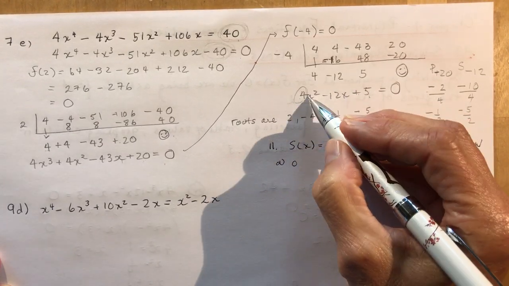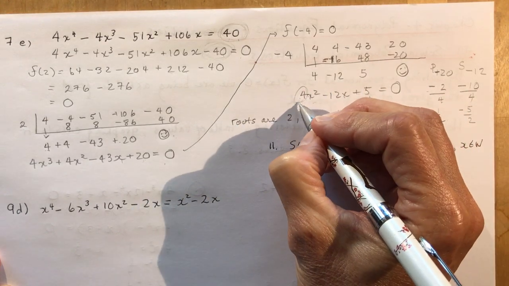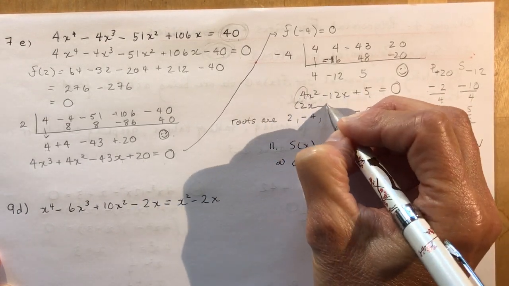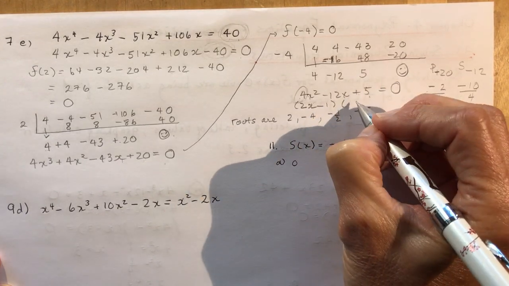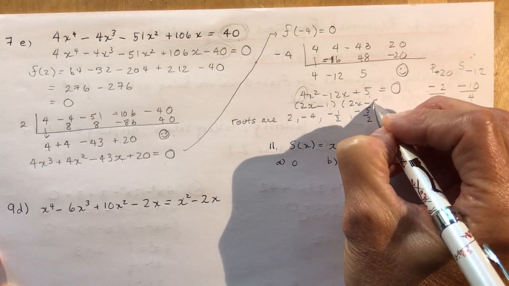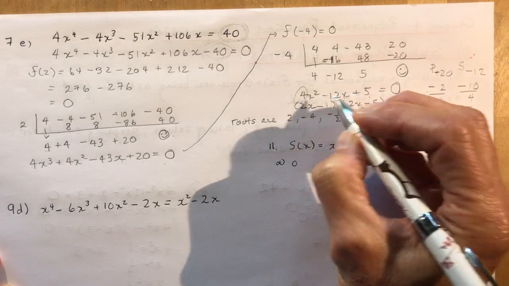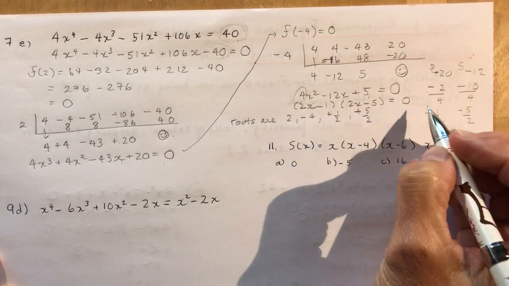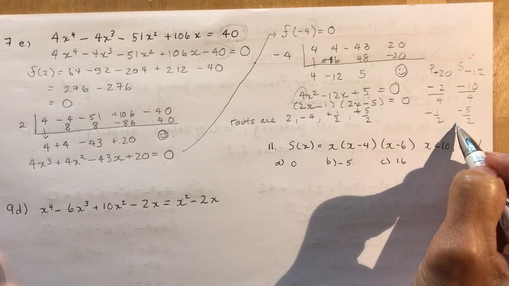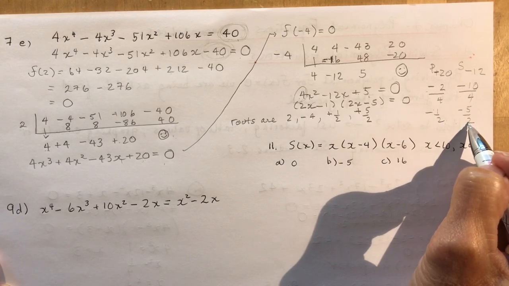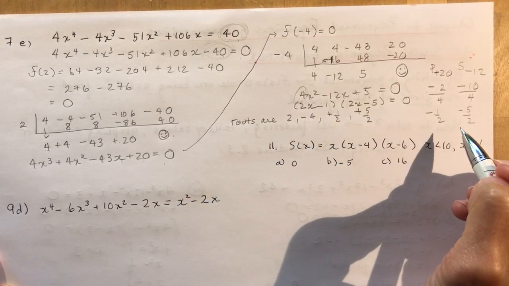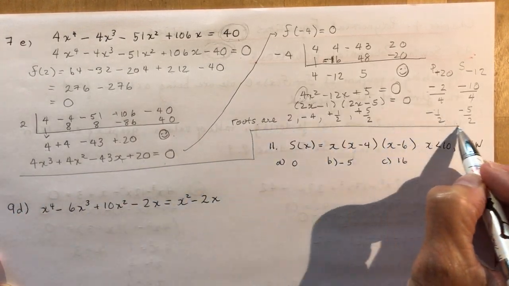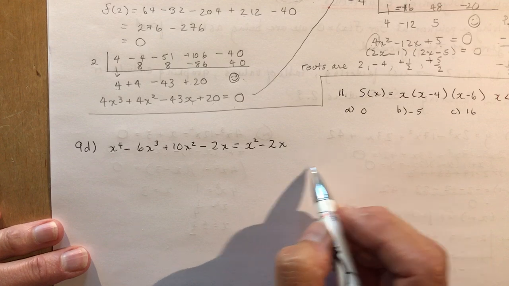Because remember, if you were to write this in here now, you'd say 2x minus 1, and 2x minus 5 equals 0. Set this equal to 0, that gives you plus 1/2, plus 5/2, the opposite sign of these ones. And that gives you all of the factors. So we've solved it wonderfully. Boom, boom. Done.